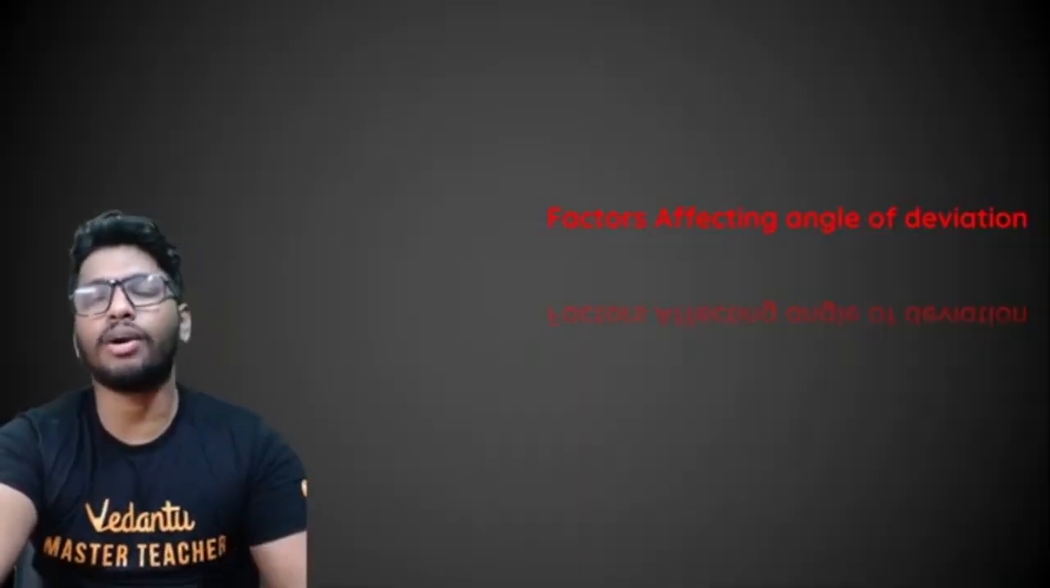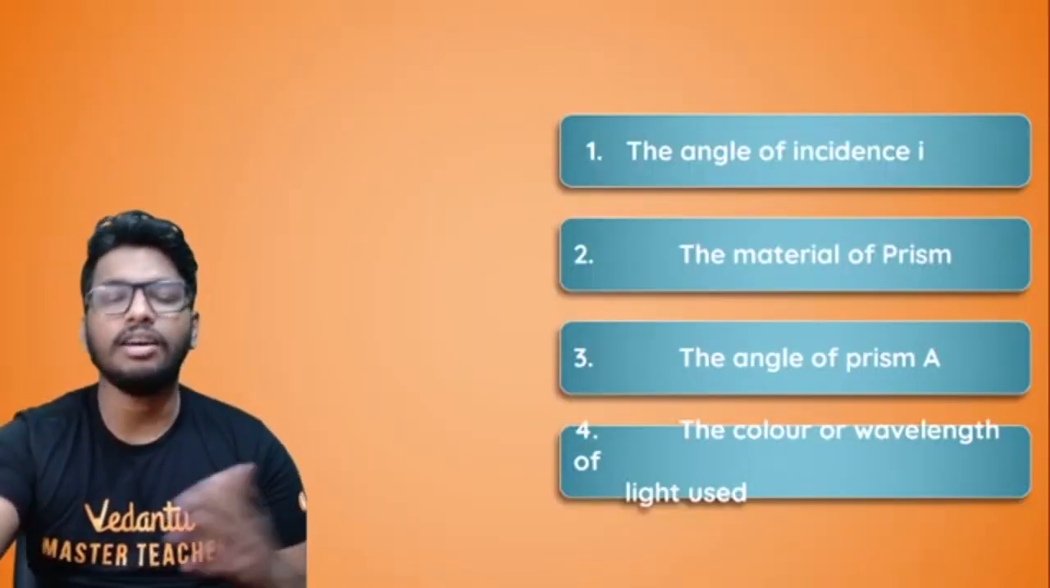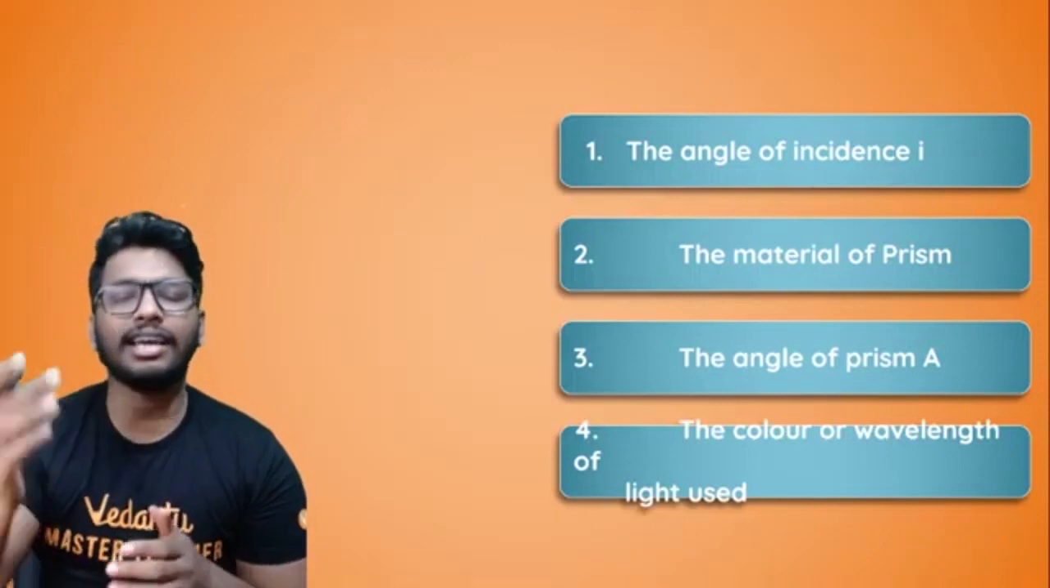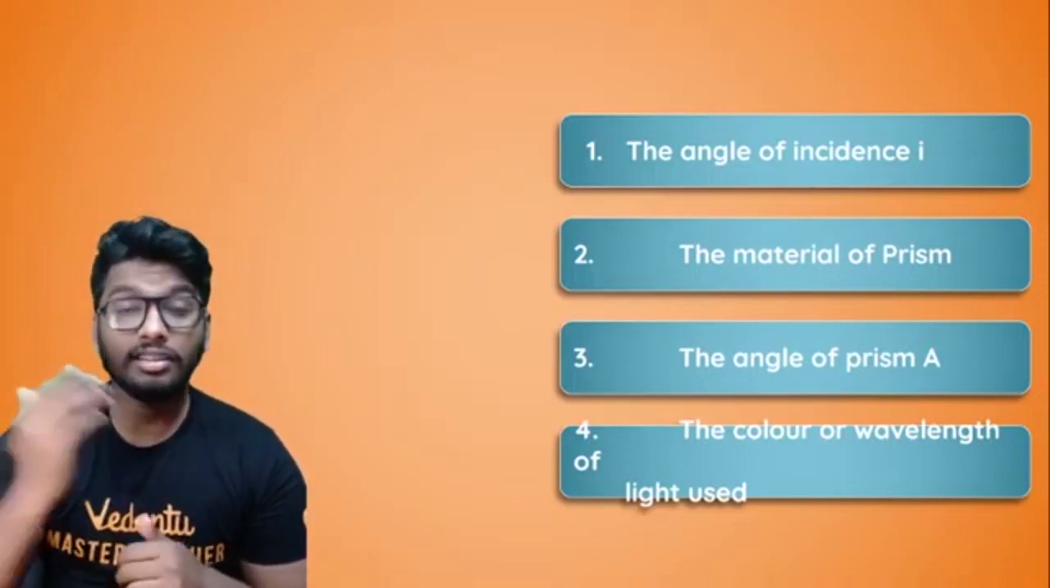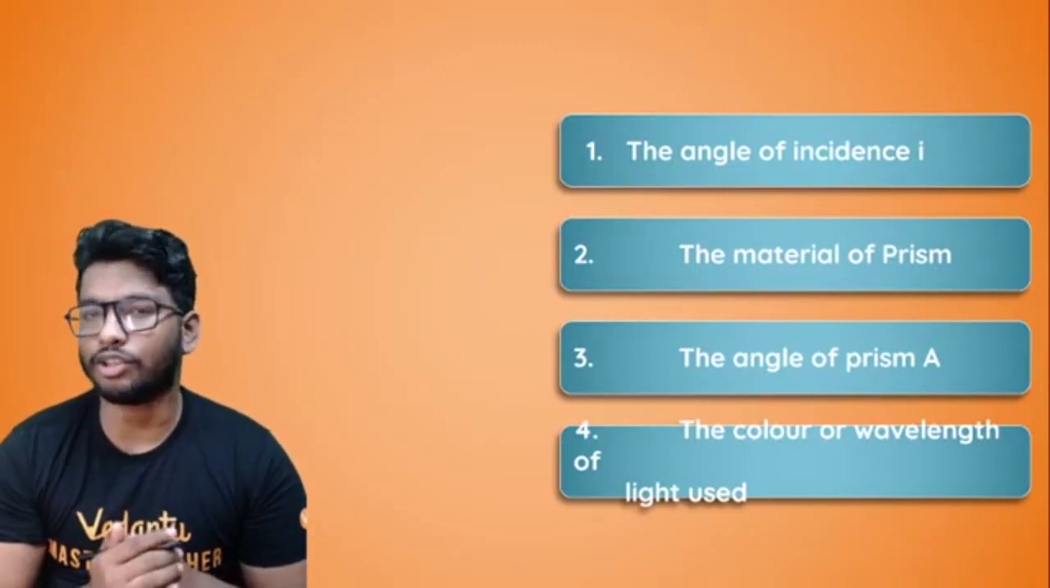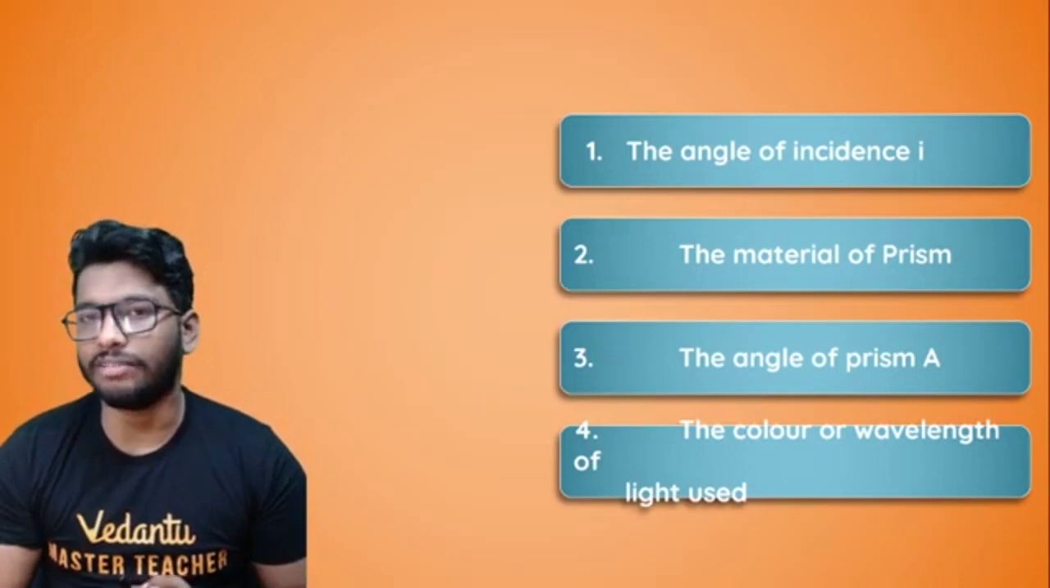Alright, now to talk about the factors affecting deviation. What are the different factors that affect deviation? First of all is the angle of incidence. Second, the material of the prism. Thirdly, the angle of the prism, and also the color or wavelength of light that is used. All these four factors affect the angle of deviation.